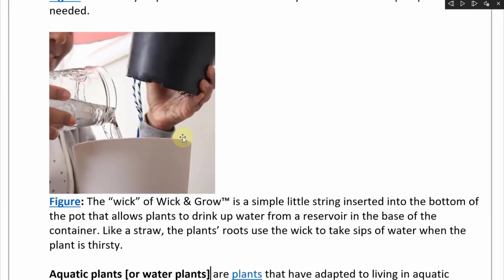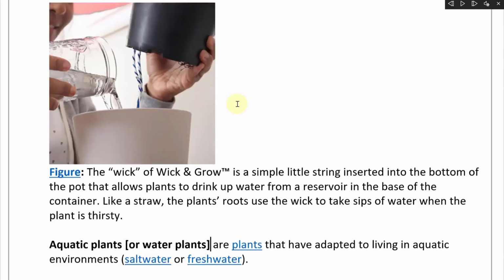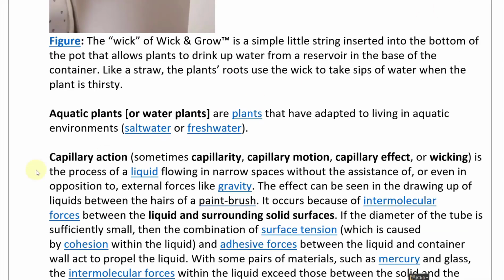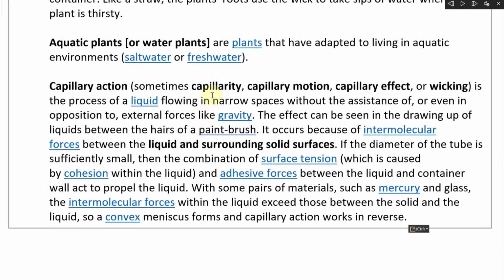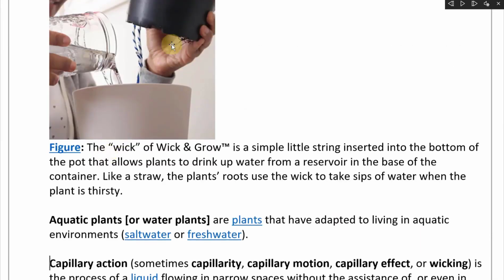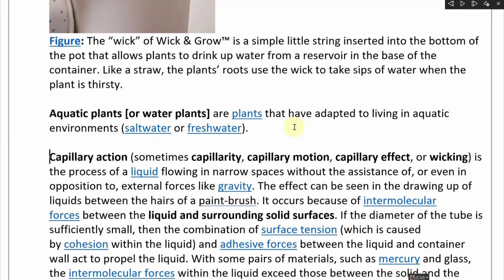And now let's look at capillary action. So it's sucking this up via capillary action. Let's see the pronunciation here. Capillary. So capillary action, sometimes called capillarity, capillary motion, capillary effect, or wicking, and again the term wick here, where it sucks up the water.